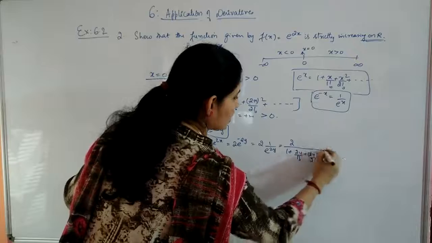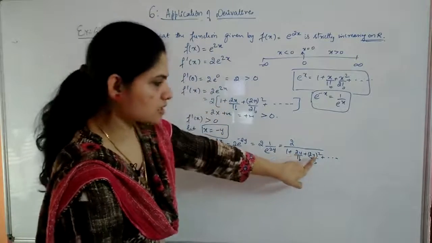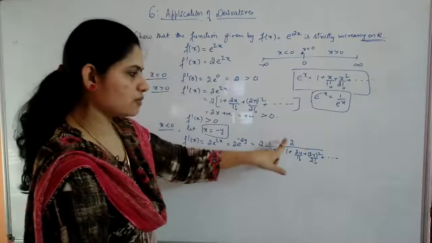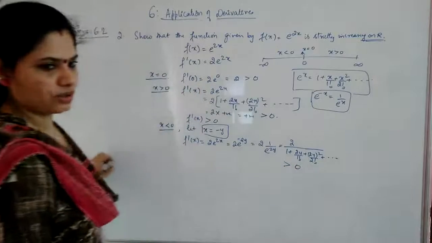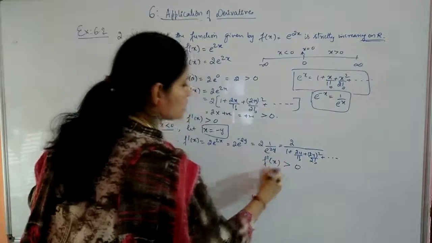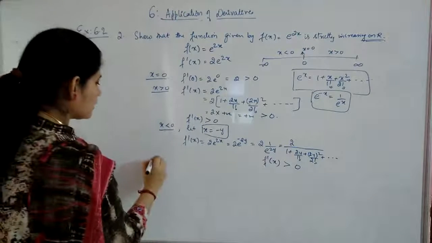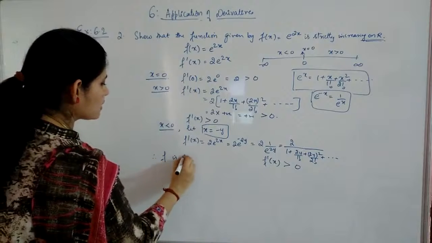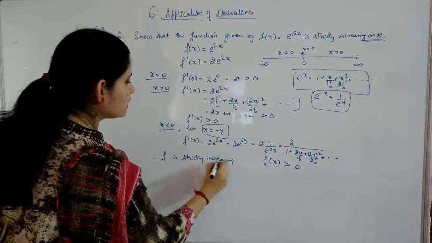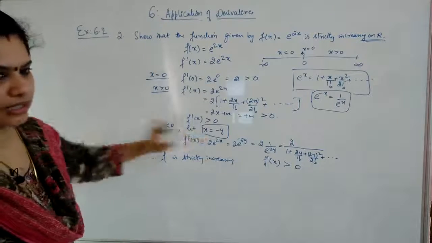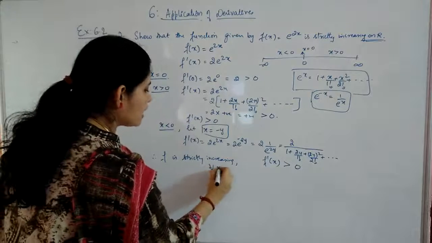factorial plus etc. Again, as earlier, we can say that this term is positive, this term is positive. So 2 divided by a positive quantity will give you again a positive quantity. That means f dash of x is here also greater than 0. So combining the three cases, f is strictly increasing. Whatever be the value of x, you are getting f dash of x to be greater than 0. Therefore, the function is strictly increasing for all x belongs to R.